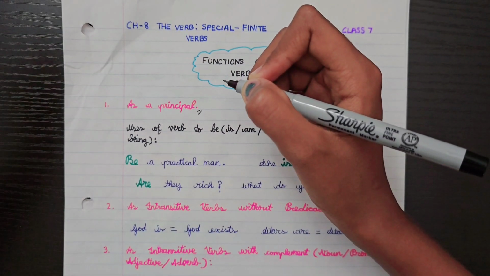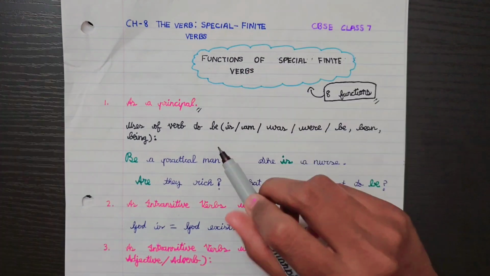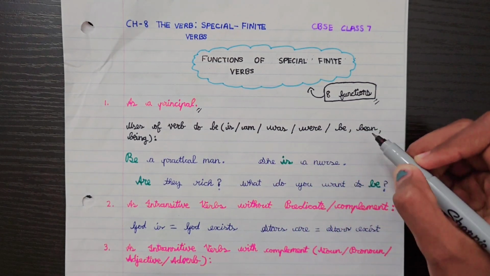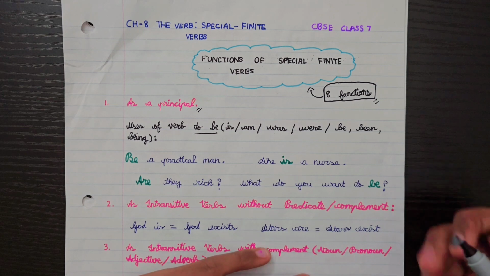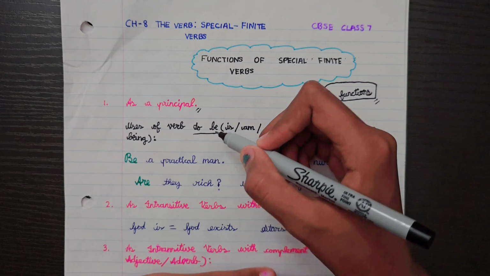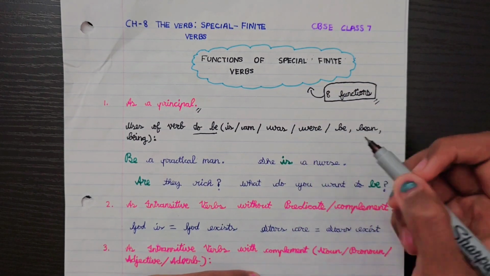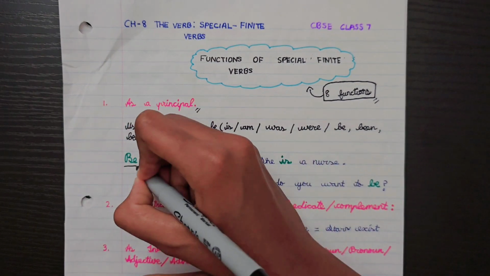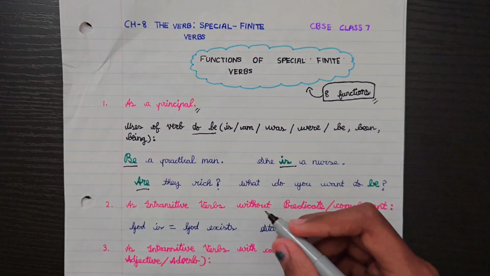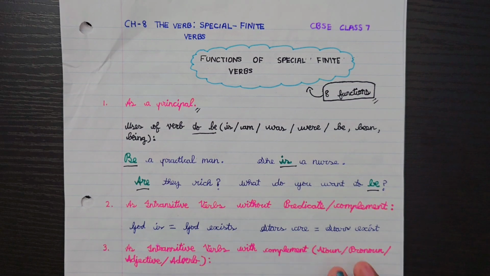As a principal in grammar basically means like a main verb in that sentence. Uses of verb to be: is, am, was, were, be, been, being. So to be is a common form, and these helping verbs come under this form, to be. Let's see some examples where the special finite verb functions as a principal. Be a practical man. Are they sick? She is a nurse. What do you want to be? So these are the examples.